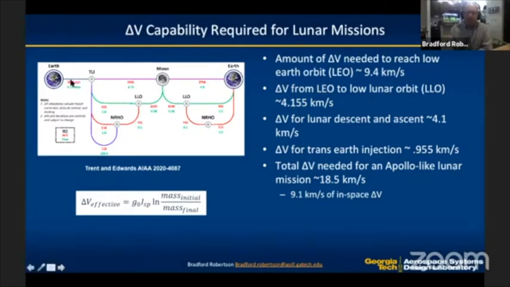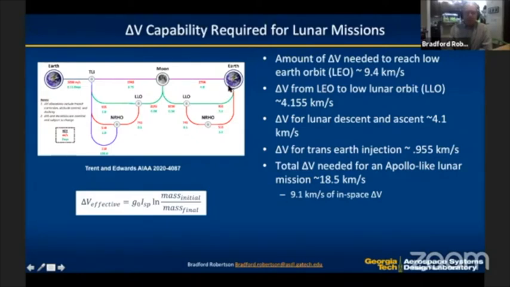Now, if I wanted to go from low Earth orbit to low lunar orbit, traversing up into low lunar orbit, that's about 4.1 kilometers per second. The delta V from low lunar orbit to the moon's surface, or back into low lunar orbit, is also about 4.1 kilometers per second. So that's just going to and from the surface. And then, of course, I need another 955 meters per second to go from low lunar orbit to the Earth.